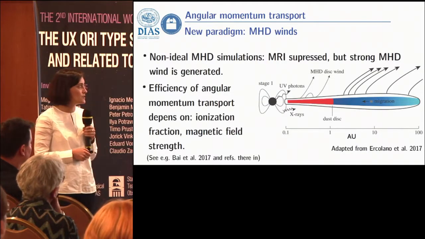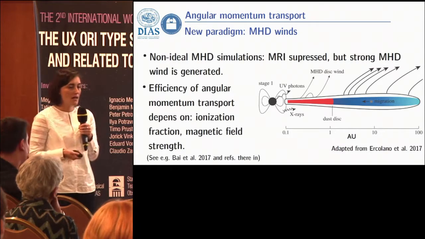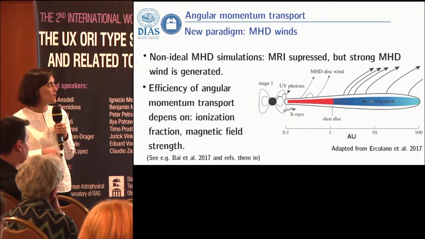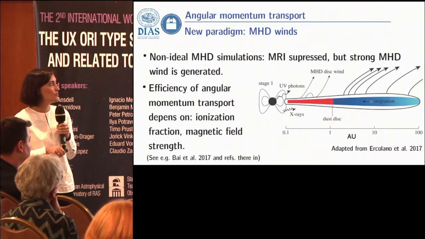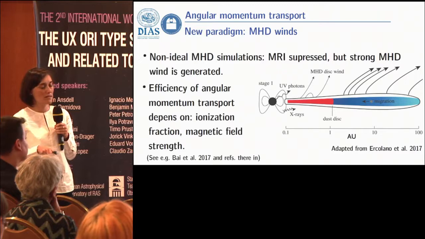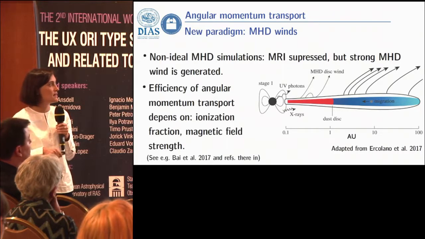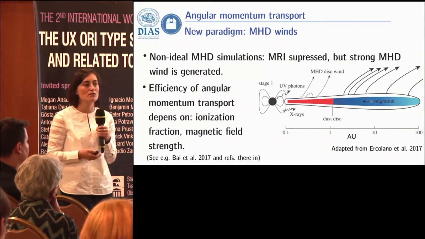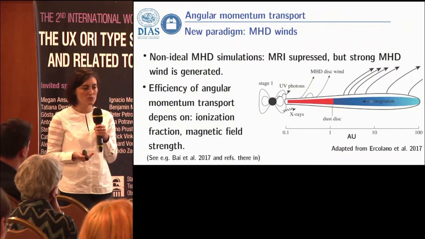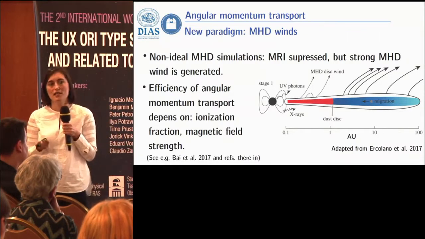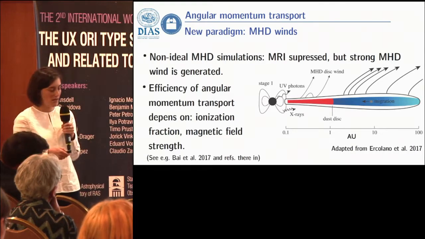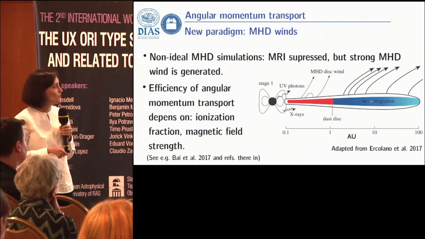Why is it important to detect these winds in the inner disk? You know that now these non-ideal MHD simulations have shown that the turbulence and the magnetorotational instability in the inner regions of protoplanetary disks could be suppressed, and instead they are launching these MHD winds that apparently remove the angular momentum very efficiently. So by trying to prove the presence of these winds, we might also get an idea of what the angular momentum transport in the disk is, and whether turbulence or MHD winds work, and in which sources it works and which not.